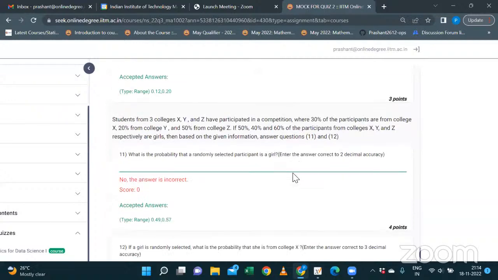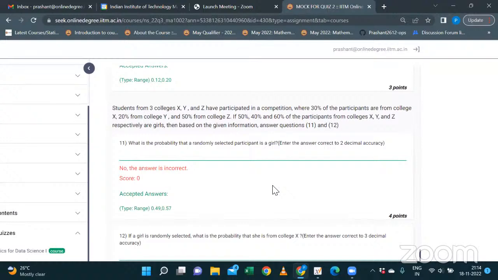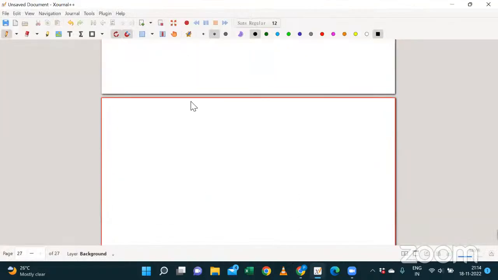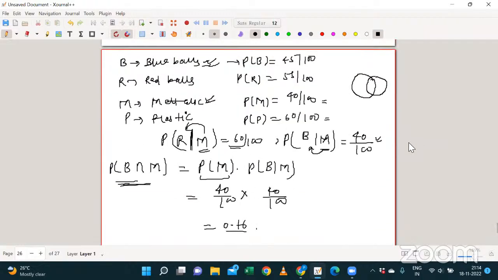What about questions number 11 and 12? Question number 11 is based on the law of total probability, correct? Yes, sir. And the second one is Bayes theorem. Yes, Bayes theorem. Should I solve it? Sir, can you please show me the slide of the previous question, the one you solved? This one? Yeah.